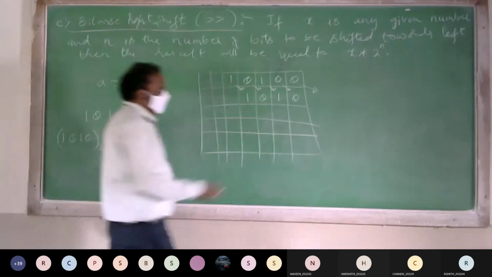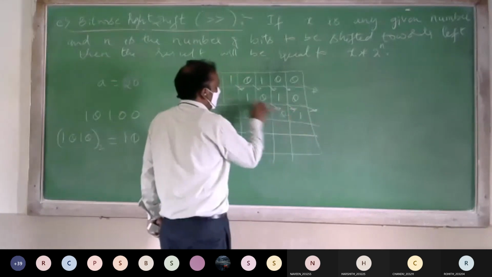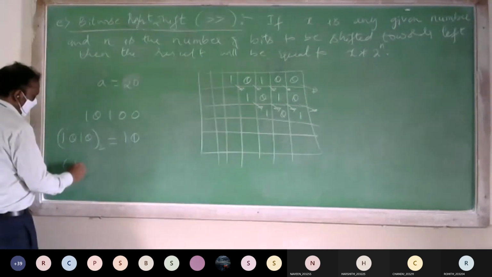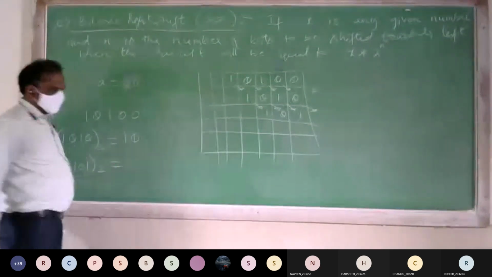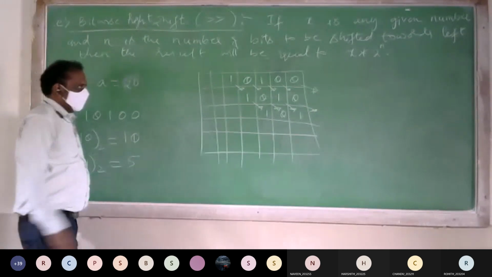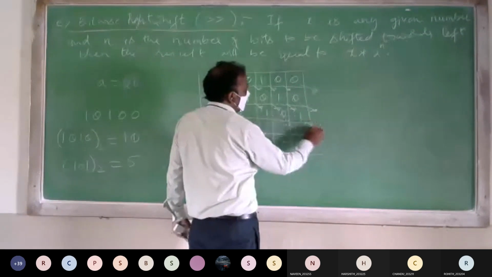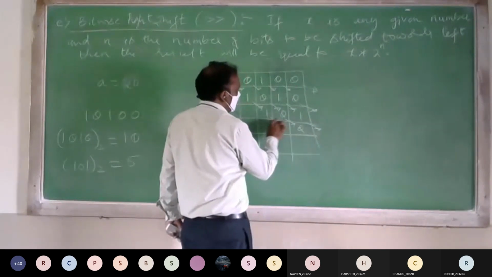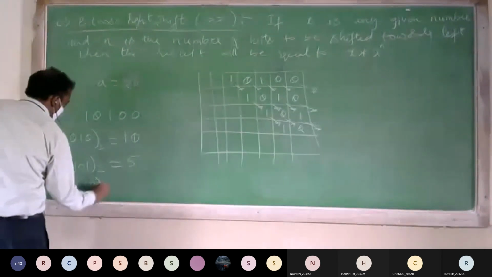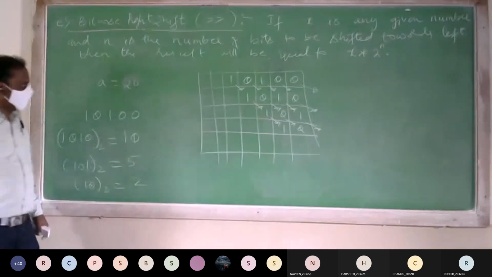If you do it two times, again you remove this bit. This one will come here, this one will come here, this one will come here. So the result is 101. What is the decimal value of 101? 5. Yes, 101 is 5. Now if I do 3 times, you should ignore this bit also. Now this one will come here, this one will come here. What is the decimal value of 10? 2. Yes, 2.